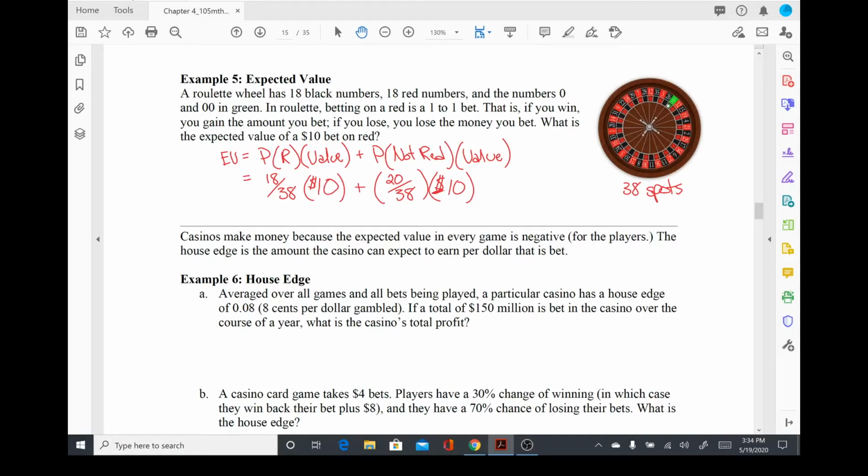18 divided by 38 times 10 plus 20 divided by 38 times negative 10. And for this one, we're going to have a negative, and because it's money, I'm going to round to the nearest cent.